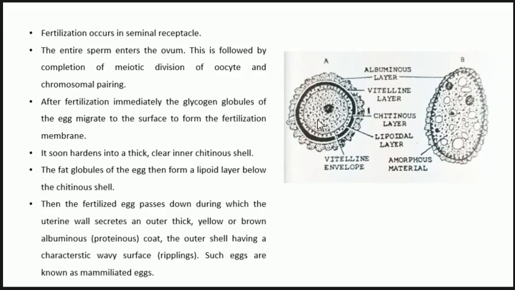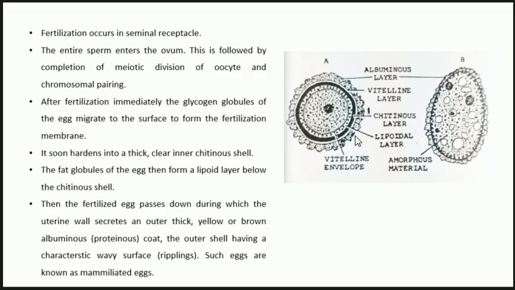As you can see, the hardening of this chitinous layer takes place. Fat globules of the egg form the lipoid layer below the chitinous shell. This is the lipoid layer, as you can see. And the fertilized egg passes down, during which the uterine walls secrete an outer thick yellow or brown albuminous coat around it. So this is the albuminous coat.